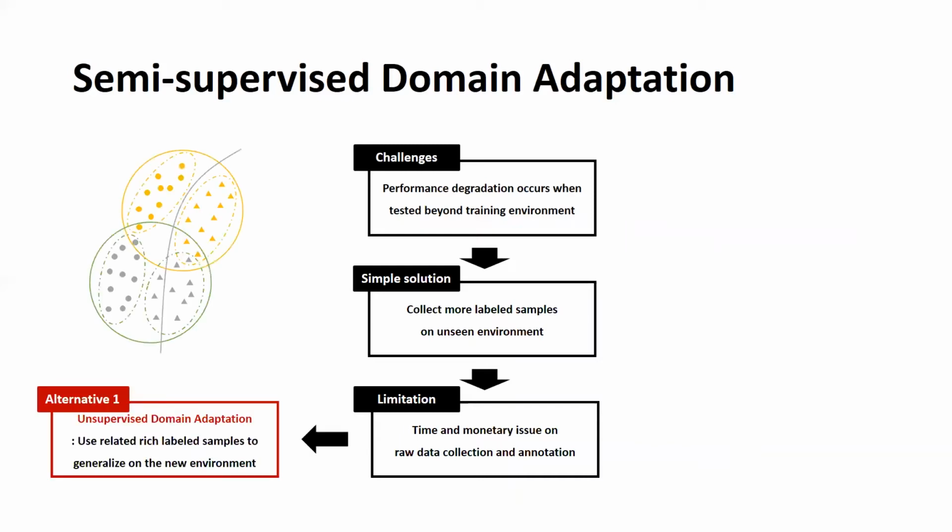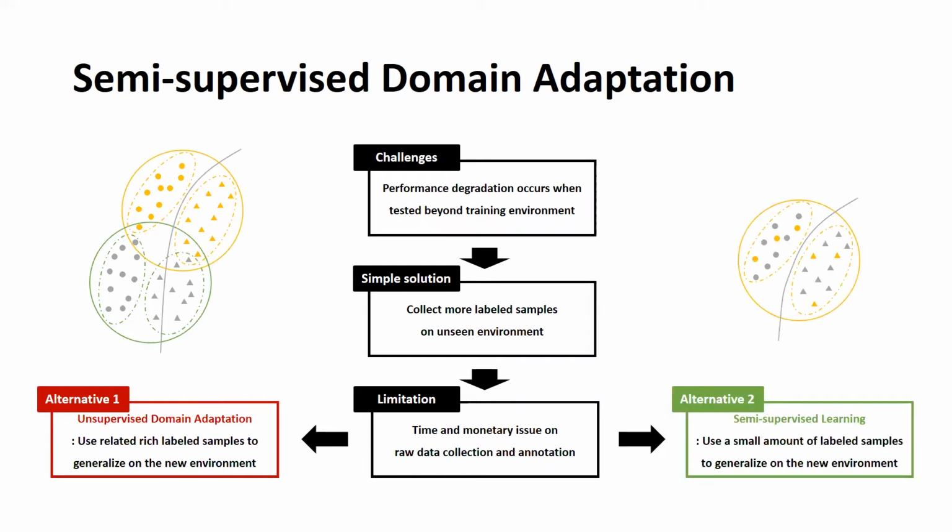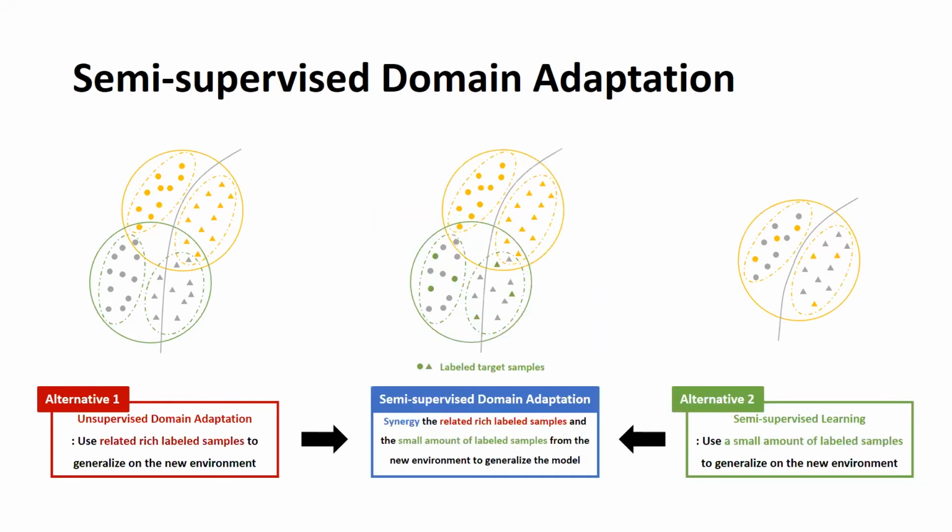One alternative way to mitigate such demands is unsupervised domain adaptation. And another one is semi-supervised learning. Semi-supervised domain adaptation is an important task that bridges these two promising alternatives. Its goal is to synergize the few labeled target samples and the rich labeled source samples to generalize the model.